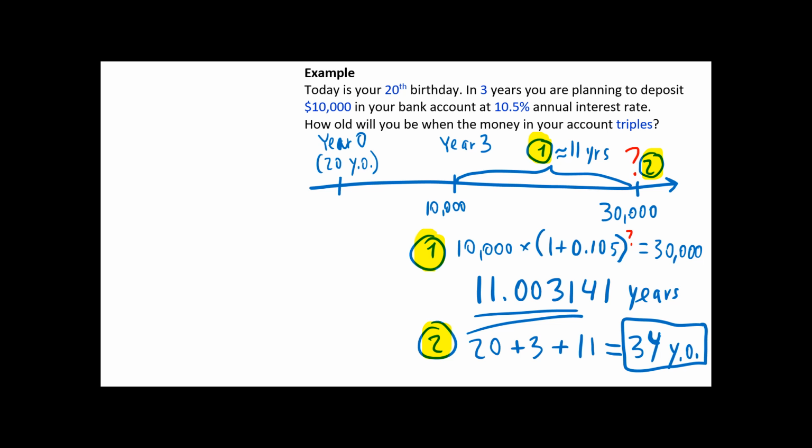One interesting thing to realize is that it actually doesn't even matter how much money you're going to deposit. If you pick anything else instead of $10,000 and then make that number triple, you will get exactly the same answer. You will get approximately 11 years for the money to triple, which will give you 34 years old for the time when you have that amount in your bank account.